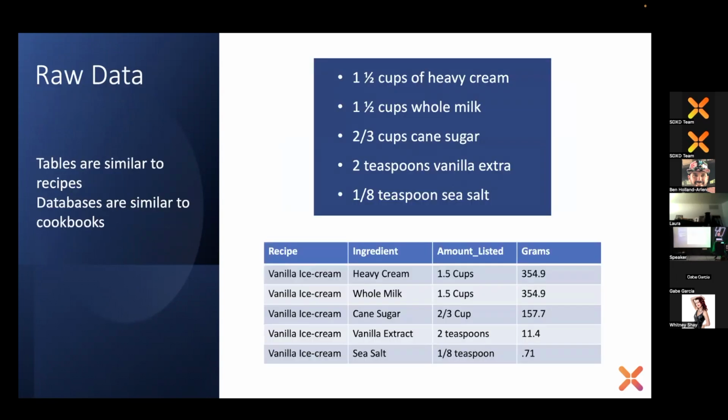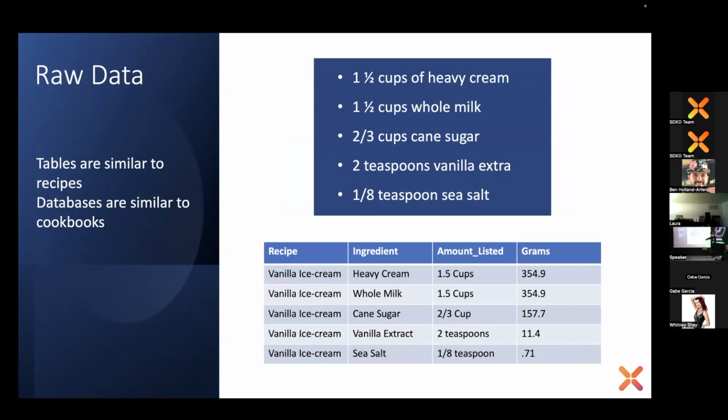So despite Austin's anxiety towards data, his friend said, don't worry about it. Raw data is no different than a recipe. In this case, we've got a recipe: 1.5 cups of heavy cream, 1.5 cups whole milk, 2/3 cup cane sugar. And what you can see here is these are the ingredients.